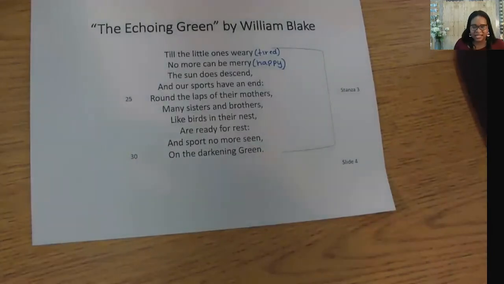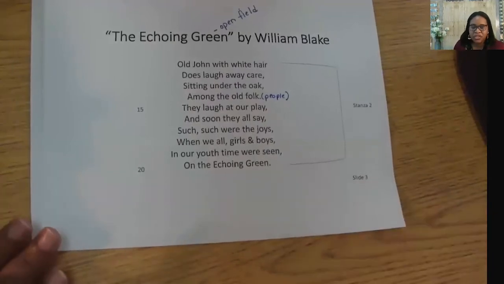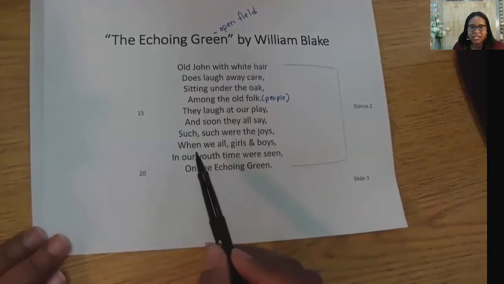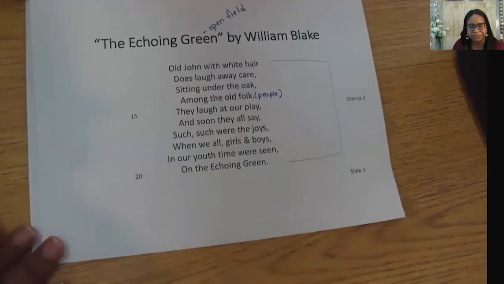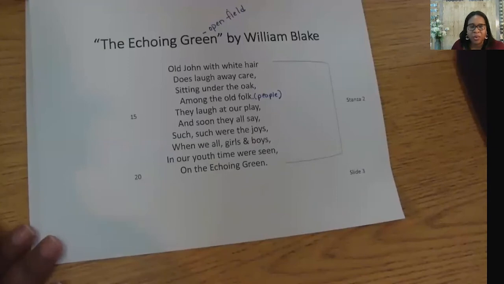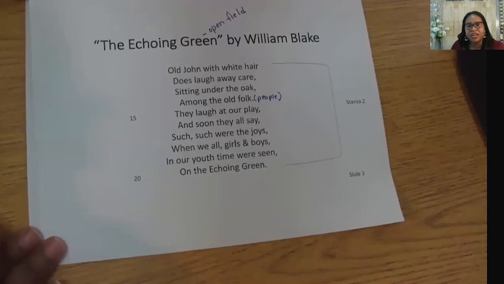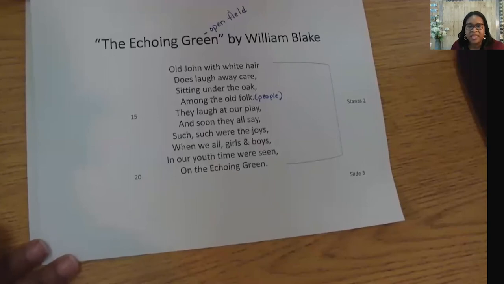Now, I'm going to go back to stanza 2 with a different purpose. I want you to think about who is speaking in "such were the joys when we were all girls and boys, in our youth time were seen on the echoing green." Let's read the whole stanza. Old John with white hair does laugh away care, sitting under the oak among the old folk. They laugh at our play, and soon they will say, such were the joys when we all, girls and boys, in our youth time were seen on the echoing green.